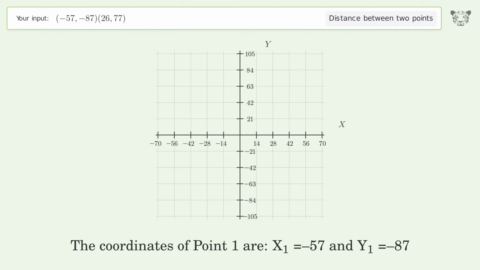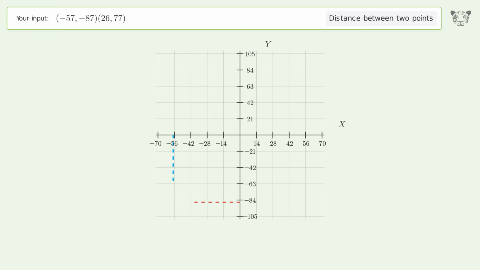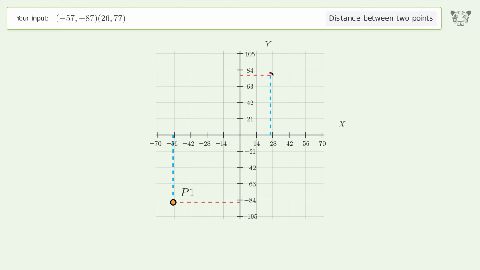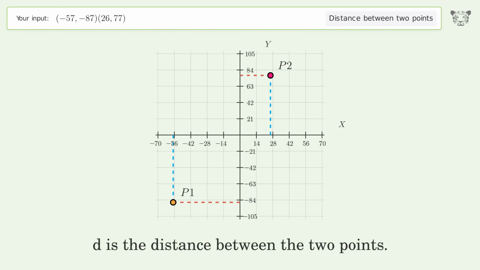The coordinates of point 1 are x1 equals negative 57 and y1 equals negative 87. The coordinates of point 2 are x2 equals 26 and y2 equals 77. D is the distance between the 2 points.